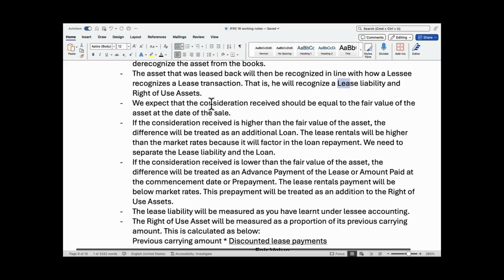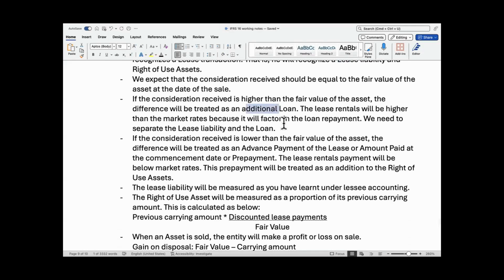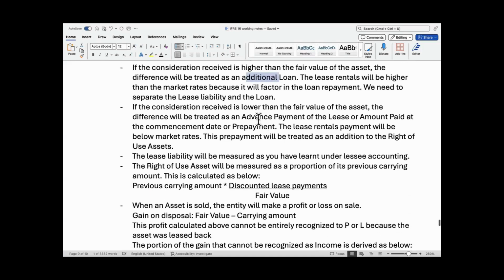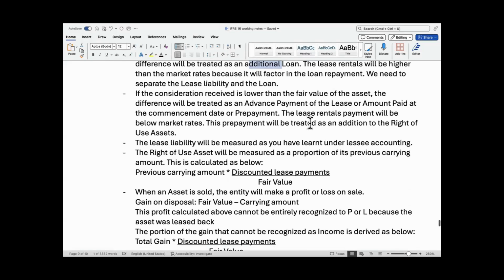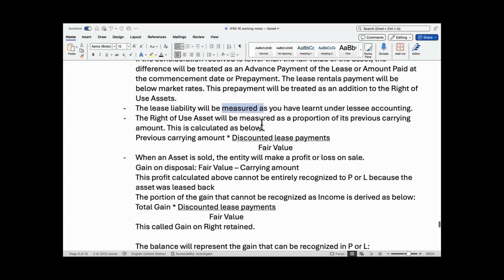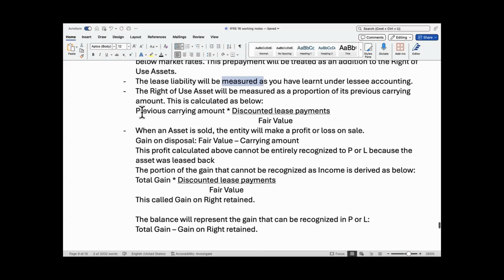Now, you also recognize lease liability and right of use since you are leasing it back. We then check the consideration received with the fair value. If the consideration is higher, the difference is additional loan, which you separate from the lease liability. If it is lower, the difference is a prepayment or amount paid at commencement date, which you are going to add to the right of use asset. The lease liability will be measured as you have learned under lessee accounting, but the right of use assets will be measured as a proportion of its previous carrying amount, which is calculated as previous carrying amount times discounted lease payments all upon fair value.